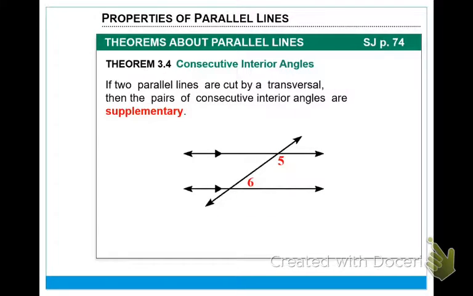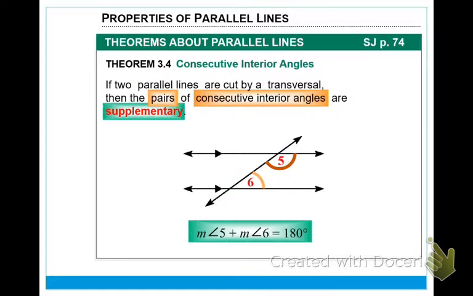Then the last, and I will explain why this is kind of the outlier, the weird one. Consecutive interior angles: if two parallel lines are cut by a transversal, then the pair of consecutive interior angles are supplementary. So this is the last one. It is supplementary. I will explain to you why.